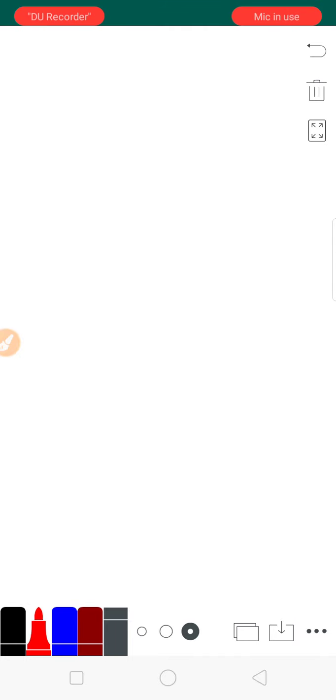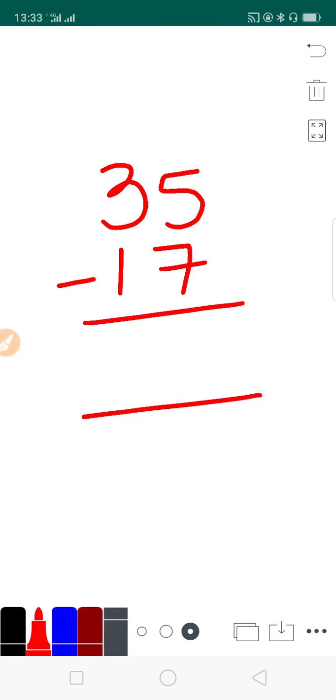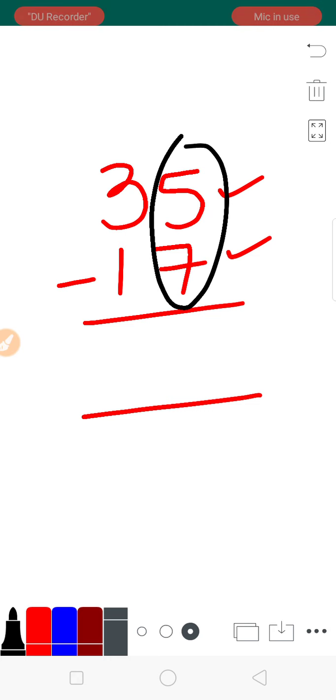Let us understand subtraction of some typical complicated numbers where borrow generates. For example, let us take 35 minus 17. Here, as 5 is smaller than 7, we call it a mismatch combination.